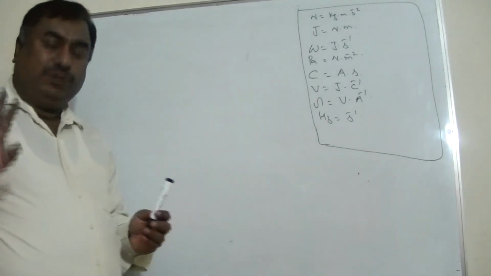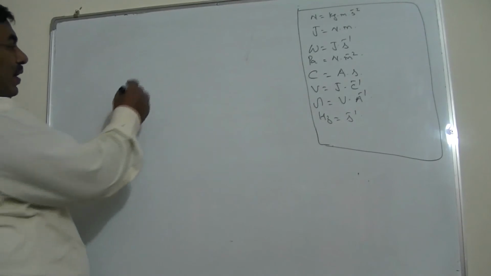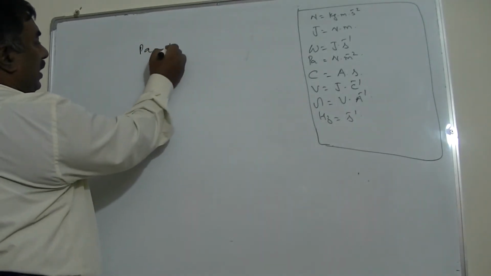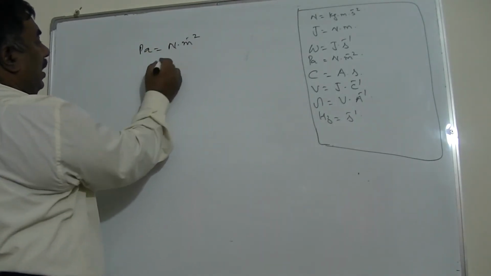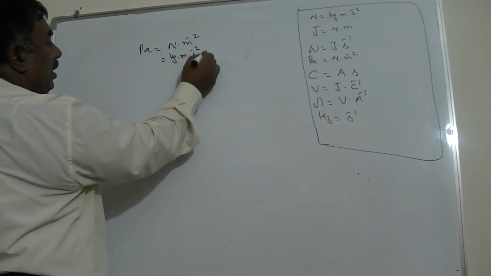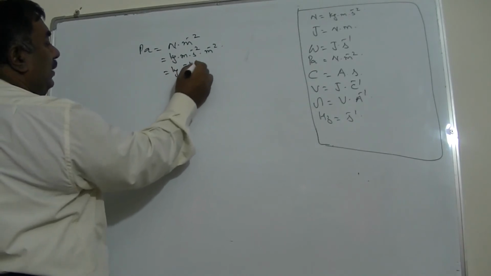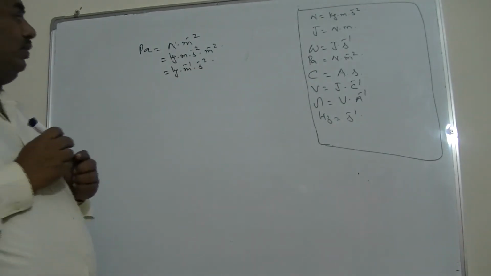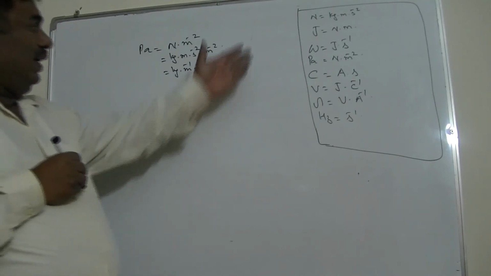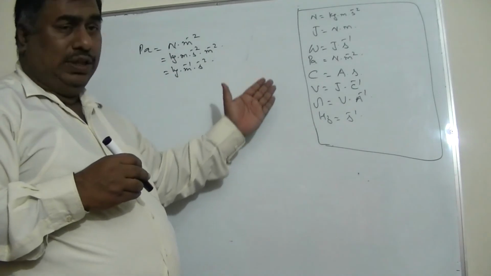For example, if you want to calculate something, suppose, what are the SI base units of Pascal? It's Newton per meter square. Newton is, again, kilogram meter per second square, m power minus 2. So this will be kilogram m power minus 1 s power minus 2. These are the SI base units of the Pascal. So by remembering these things, you can always make the SI base units calculation very easy.